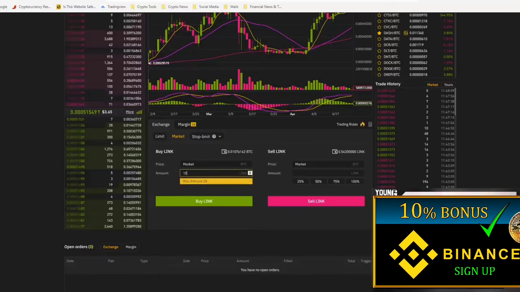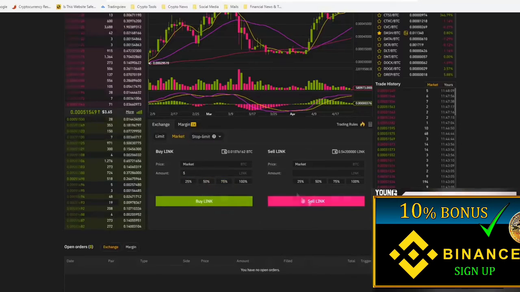For example, I want to buy 10 Chainlink. Max amount is 20. We can see it right here. So 50%, then you can buy 10 Chainlink here. 100% of all your BTC holdings here will then be converted to Chainlink. So 100% of your BTC holdings towards Chainlink, 25%, 50%, you can choose that. And then you buy Chainlink.